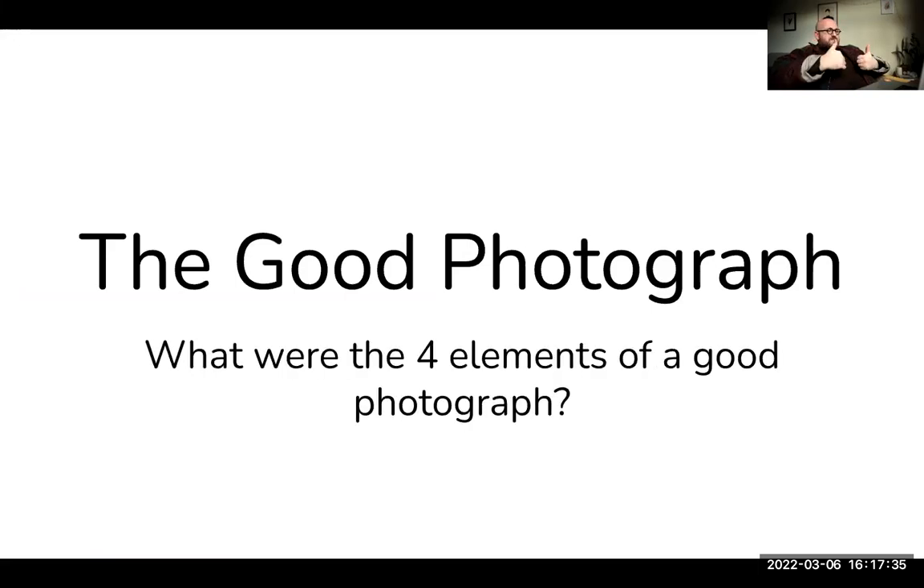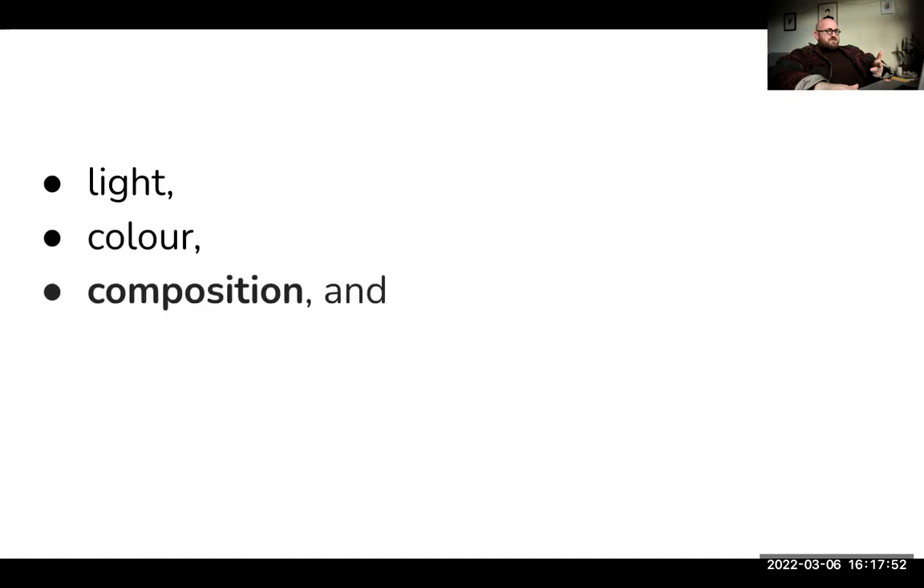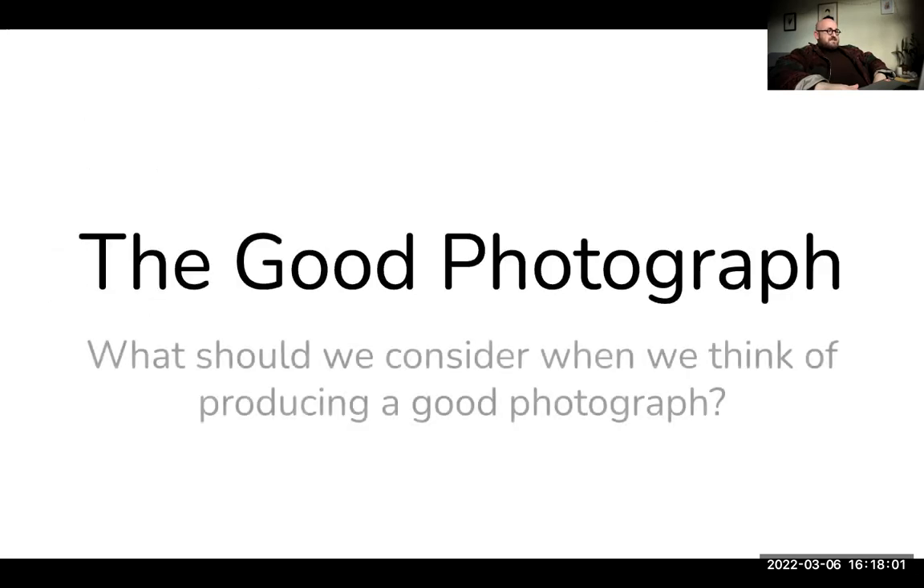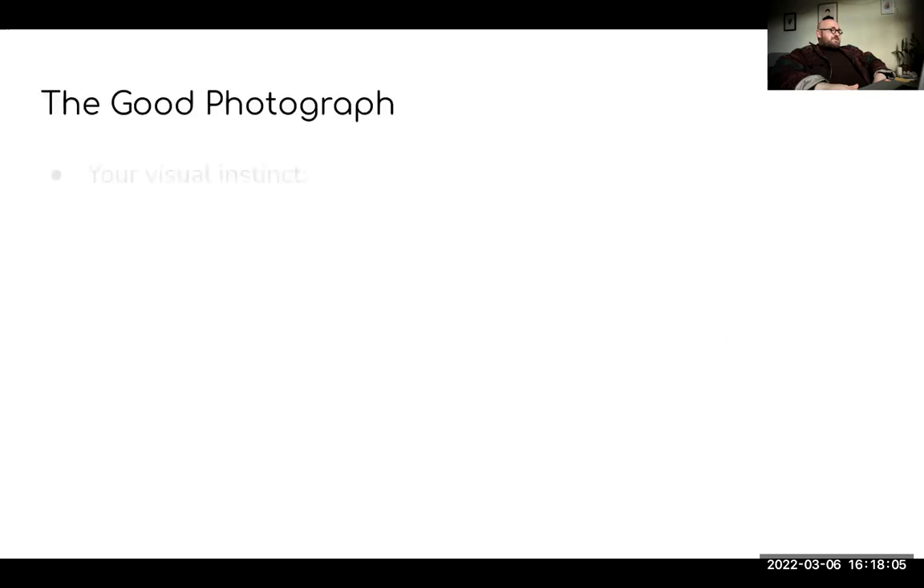So the question is, what were the four elements of a good photograph? It's something we talked about at the beginning, good composition of the photograph. We said it was light, it was color, it was composition, and the subject. So these were the four elements of a good photograph. And what should we consider when we think of producing a good photograph?